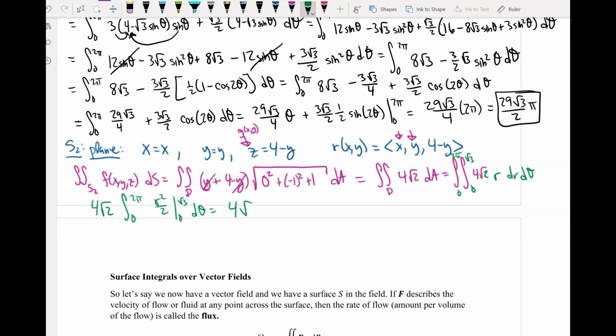Okay, so then this guy, plug that in. We're just going to get 4 square root of 2, integral from 0 to 2 pi, 3/2 d theta. I'm going to take that out. So you're going to get the 2, so 6 square root of 2, and then times 2 pi, which gives me 12 square root of 2 times pi.